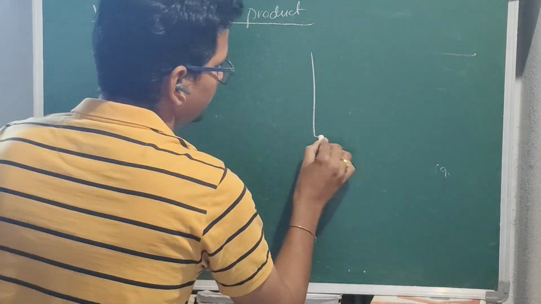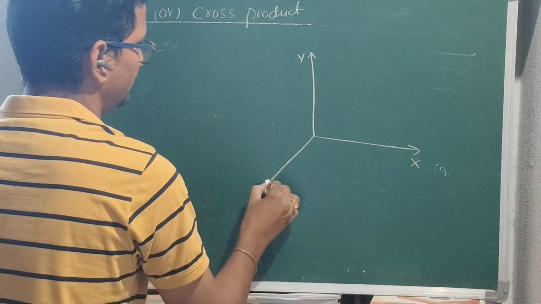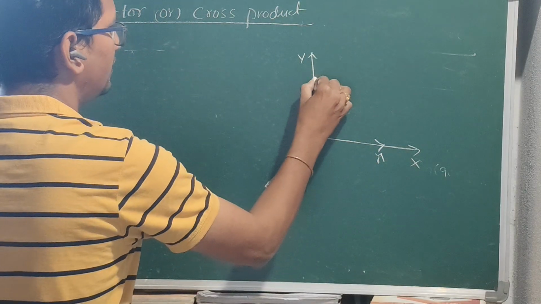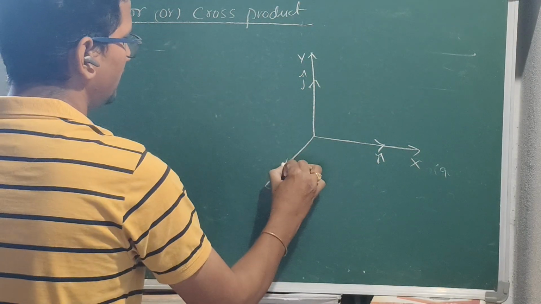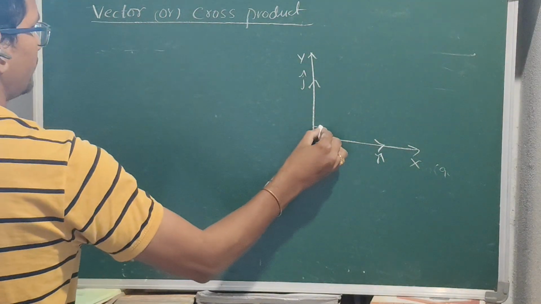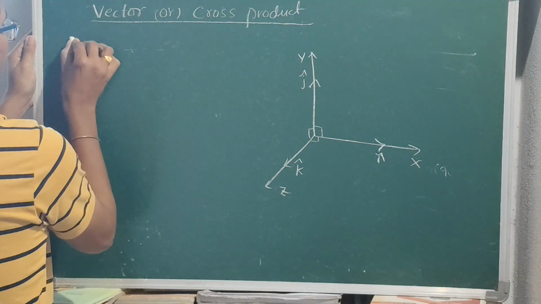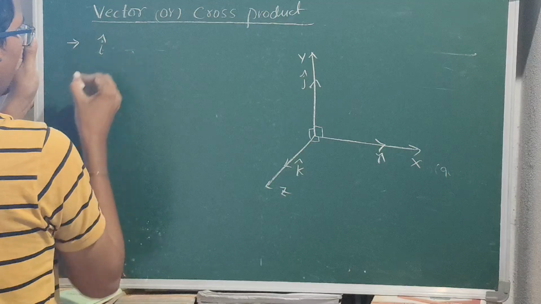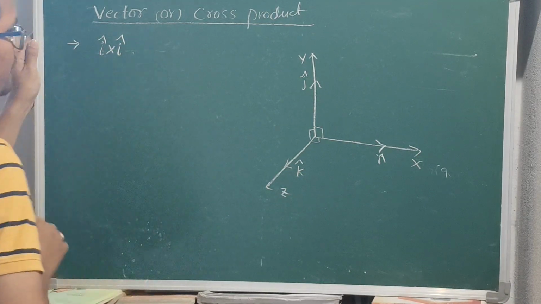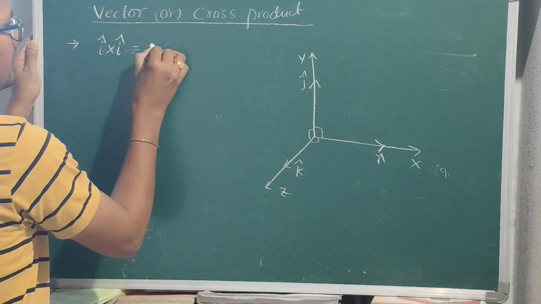First of all, we need to draw the diagram of the x-axis, y-axis, and z-axis. On the x-axis we show the i cap unit vector, on the y-axis the j cap, and on the z-axis the k cap. All of these are mutually perpendicular to each other. The first one: i cap cross i cap. i cap cross i cap means the same direction, so they are parallel.